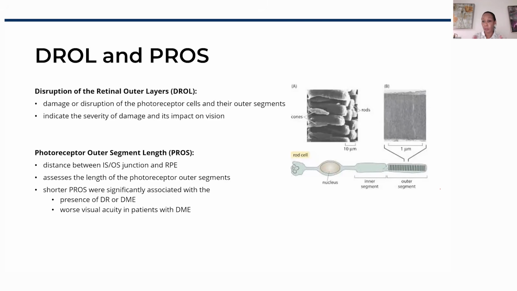And then some studies have looked at the distance between the inner segment, outer segment junction, and the RPE, what's called the photoreceptor outer segment length, to see if this can be associated with some prognostic factors. They found that a very short photoreceptor outer segment length was significantly associated with diabetic retinopathy or diabetic macular edema, or with worse visual acuity in patients with diabetes and macular edema.